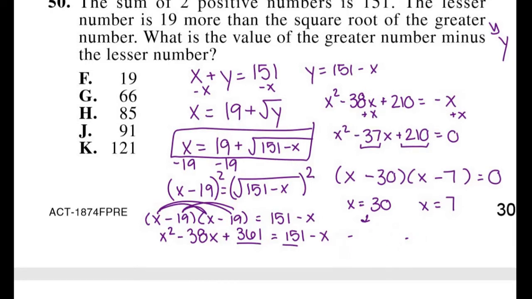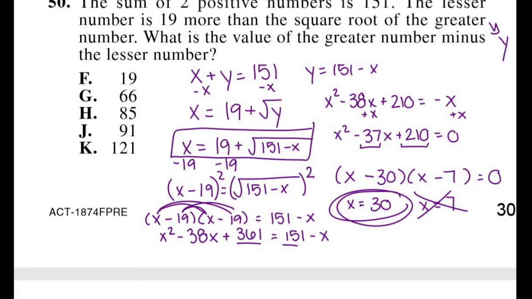When we plug 7 in, if we do 19 plus the square root of 151 minus 7, 151 minus 7 is equal to 144. We know that 19 plus the square root of 144, which is 12, is not equal to 7. So that means that 7 is not a valid answer choice. So we know that our value for x must be 30.